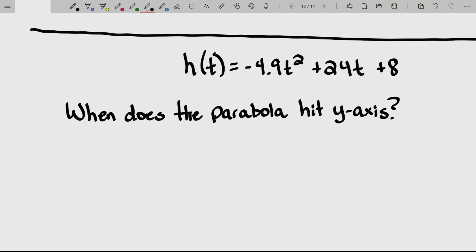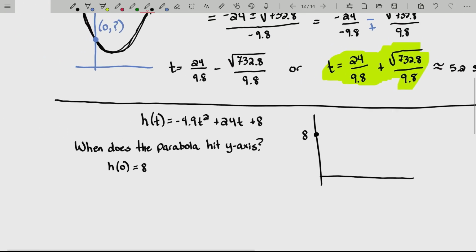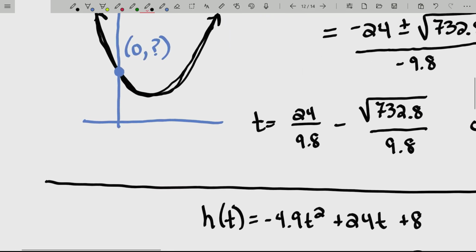Well, that is a natural easy question for you to answer at this point. It hits the y-axis when your input is 0. So you evaluate h of 0. And that is a super duper easy thing to see, because all it is this: 8. It's just that 8. So I can easily start to graph this parabola. Even though they didn't ask me to, I can at least say, I know at time 0, it's at a height of 8.